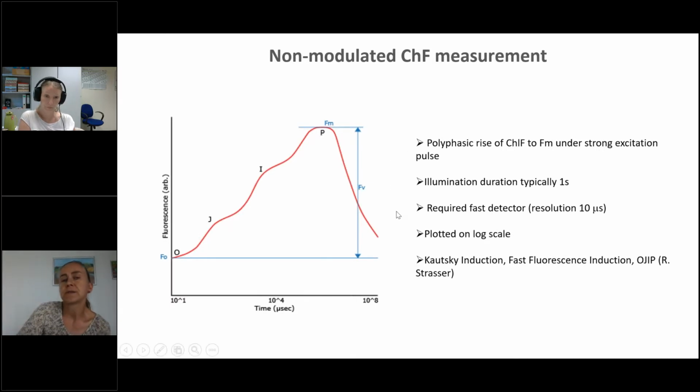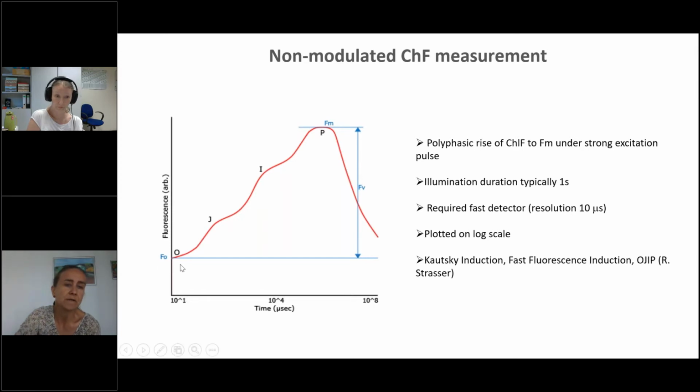So in the next few slides, I'd like to briefly mention the non-modulated chlorophyll fluorescence measurements, so-called primarily OJIP type of measurements that quite a few of you might know. Basically what we do is we measure a polyphasic rise of chlorophyll fluorescence from F0 to Fm under a strong excitation pulse. The illumination usually lasts about a second.